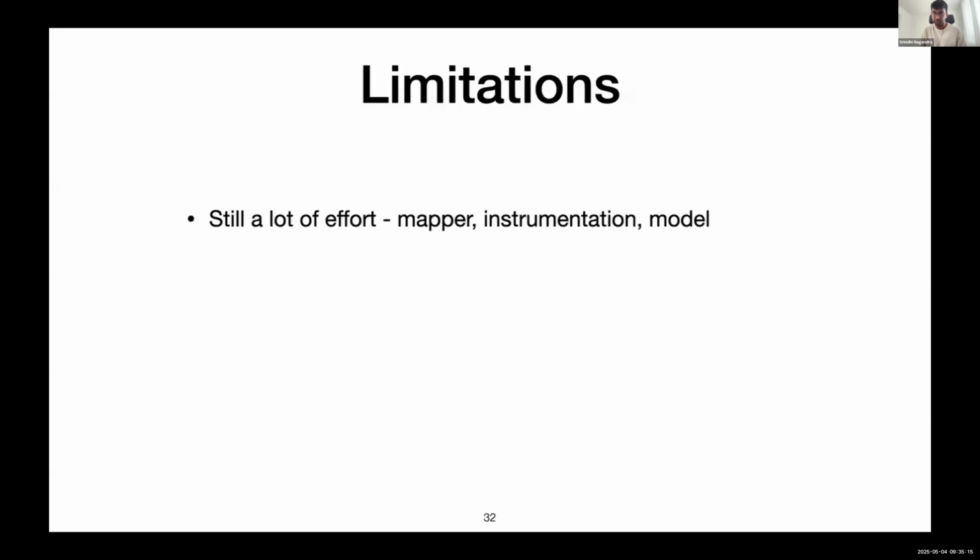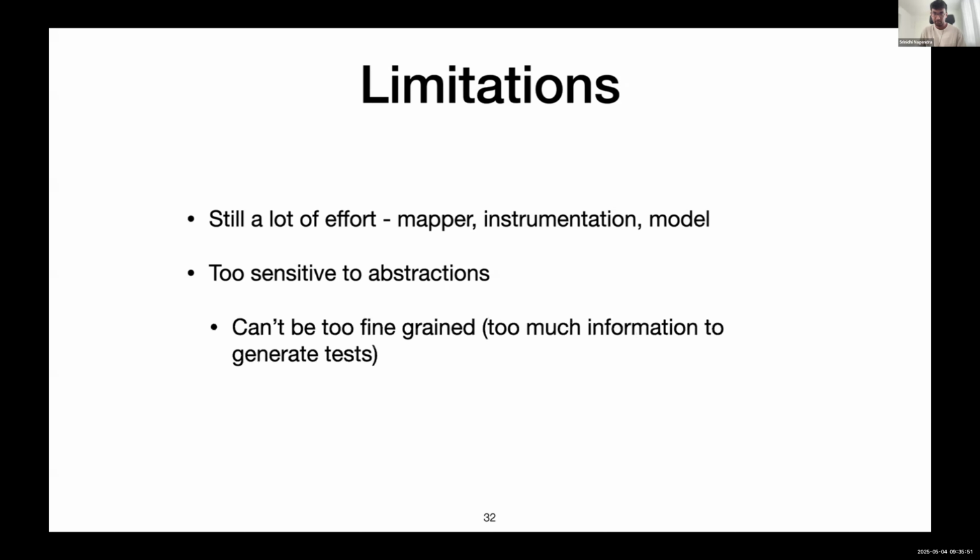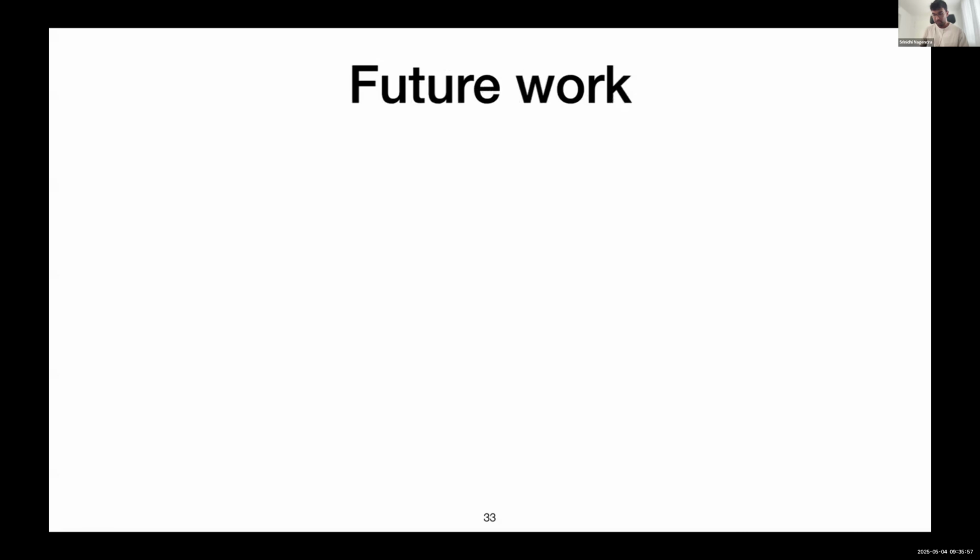But there are some limitations with this approach. You still need a lot of effort. You need to write the mapper, you need to instrument the implementation to be able to capture the messages, and more than that, you need a model that is in sync with the implementation. You need to maintain the model as well. And the approach is quite sensitive to abstractions, as I showed you. If you use line coverage, which is too coarse, it does not work. If you don't have the right mapper, it does not work. If you don't collapse the unbounded terms, as I said with Raft, you still don't get anything. So it's a bit sensitive, and this requires a bit of tinkering around to find the right balance. Those are some of the limitations that we want to address.